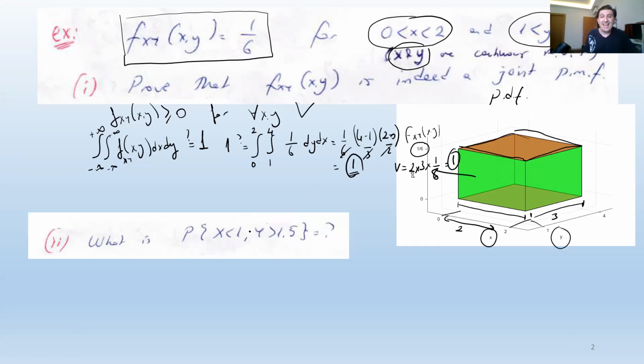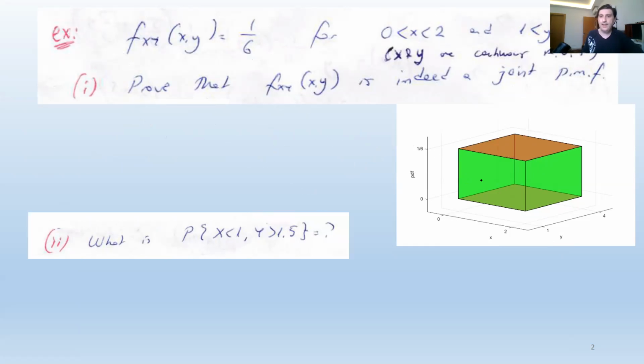What is the probability that X is going to be smaller than 1 and Y is going to be greater than 1.5? So let me again get rid of these things. What we are talking about is this region. X is going to be smaller than 1, so this is X equals 1. And Y is greater than 1.5. If this is 1, I think this is 1.5, something like that.